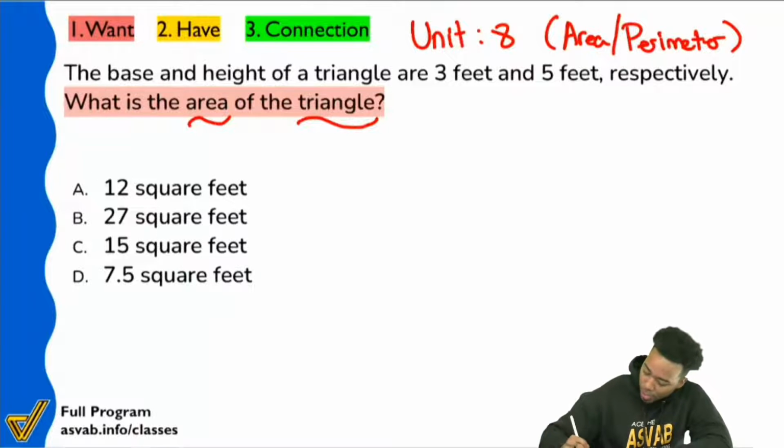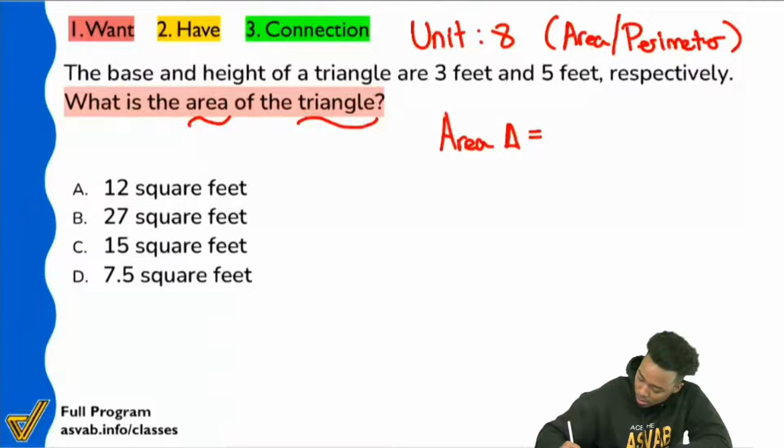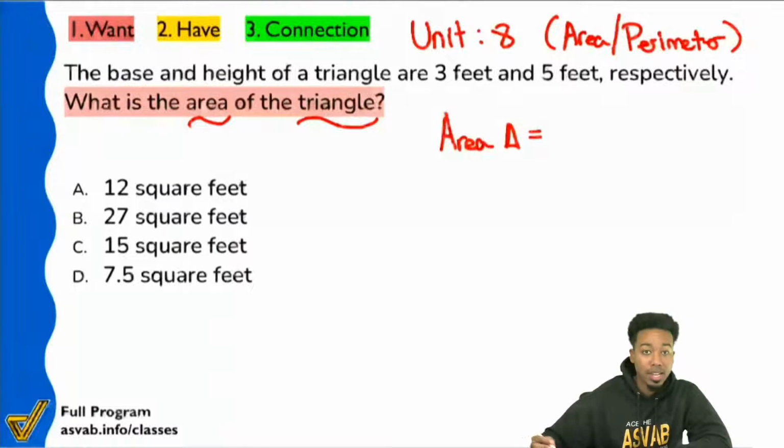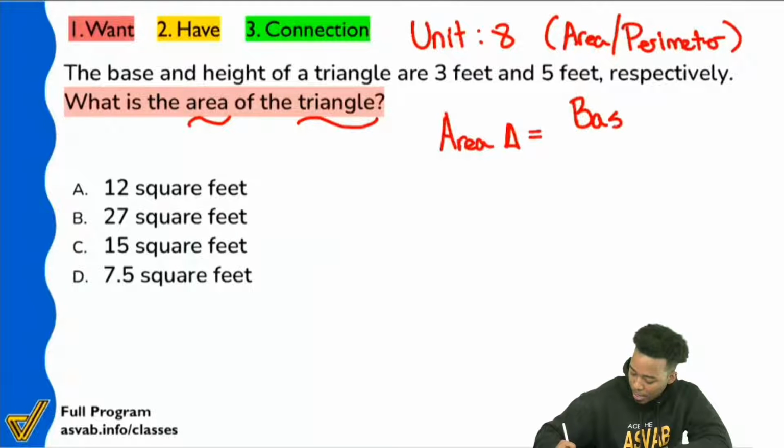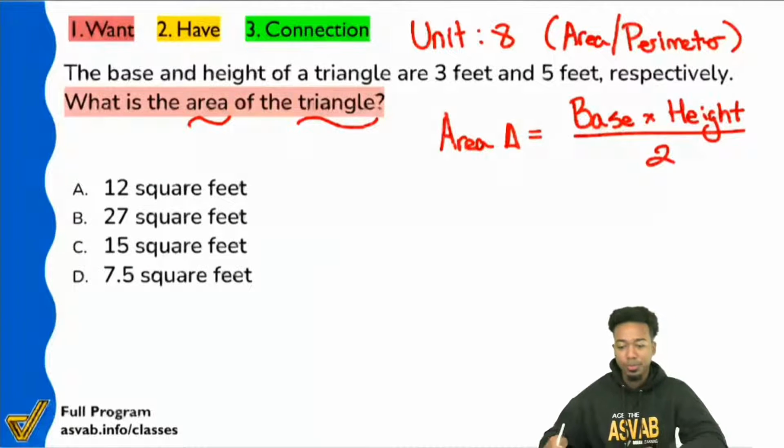Looking for the area of a triangle. Area of a triangle, let me hit you with it right here, is going to be half of the base times the height. So here is one easy way I like to write it. I like to write base times height all over 2. That's the same thing.